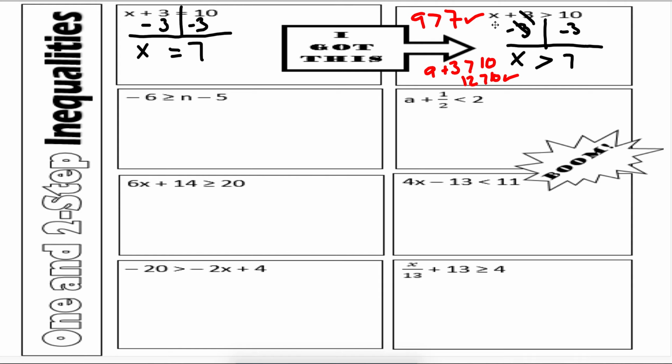If you picked a number less than 7, it wouldn't work. Pick the number 5. 5 plus 3. What's 5 plus 3? 5 plus 3 is 8. Is 8 greater than 10? No, doesn't work.